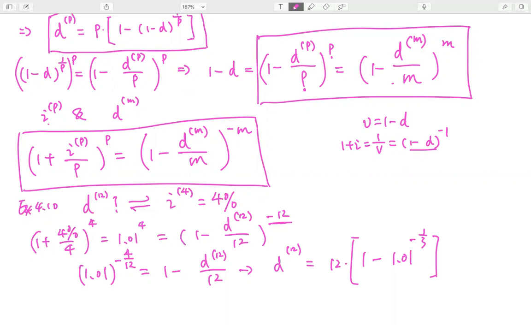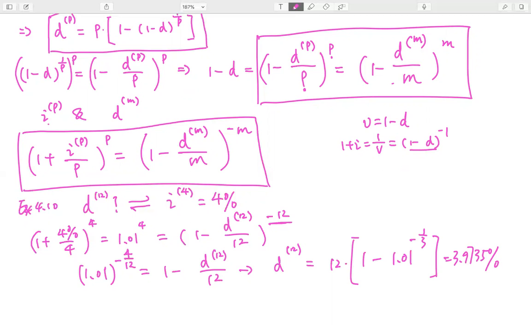Finally, it's time to get your calculator. It's slightly less than 4%. It's about 3.9735%. Okay. There's one more question. Two examples.